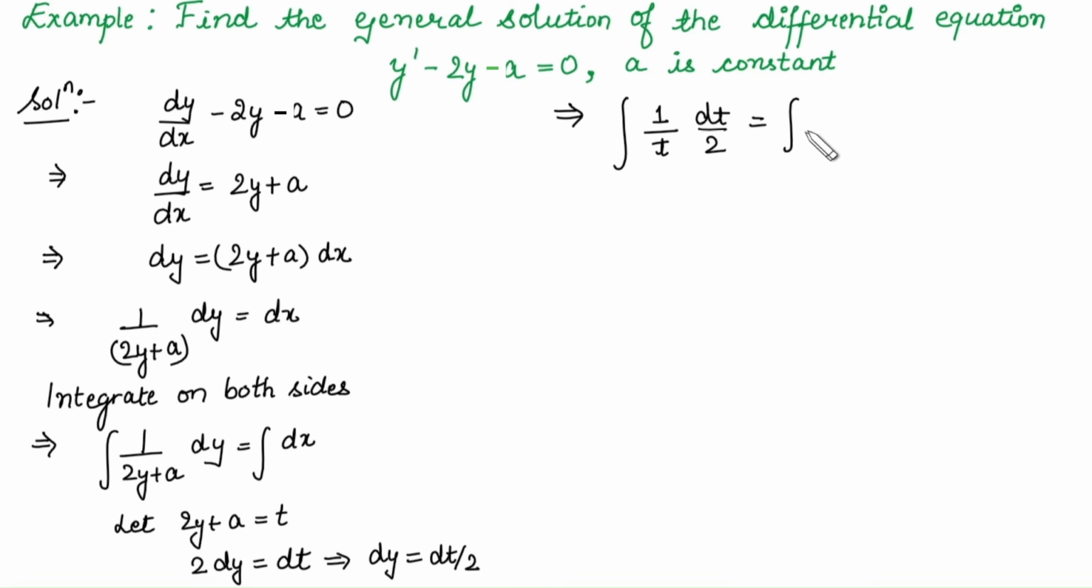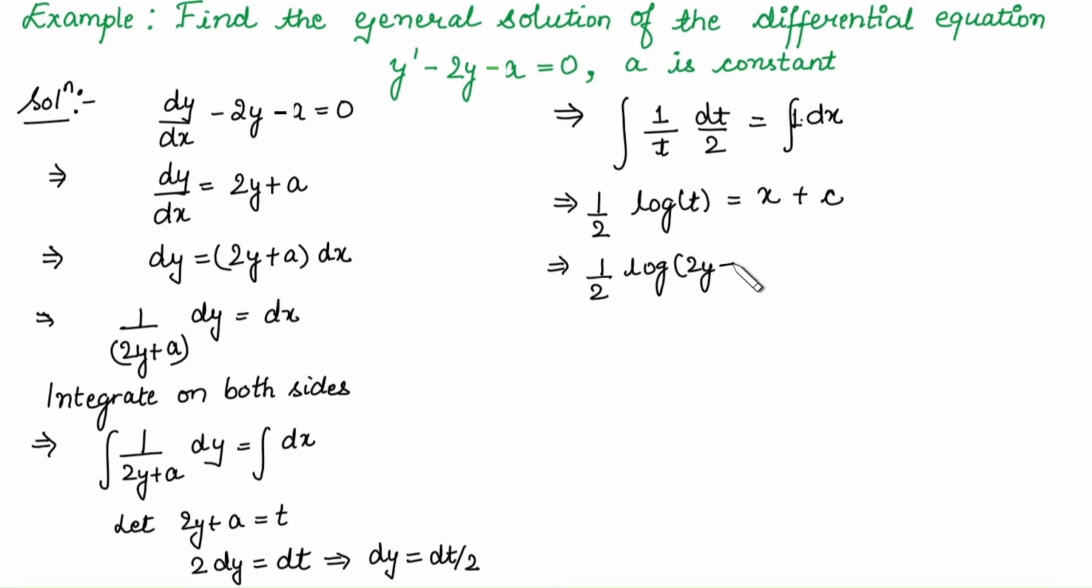That is equal to integration of dx. So here we have the function 1. 2 is a constant, so we can take it as 1 by 2 outside. Integration of 1 by t is log of t, is equal to integration of 1 with respect to x, which is x plus constant. Now substitute the value of t: 1 by 2 into log of 2y plus a is equal to x plus c. Now we need to remove this log.